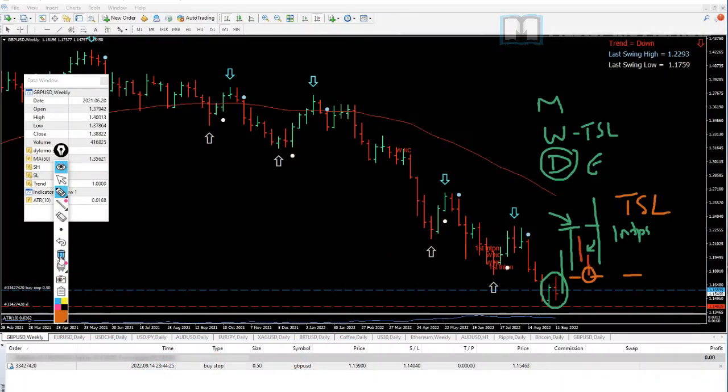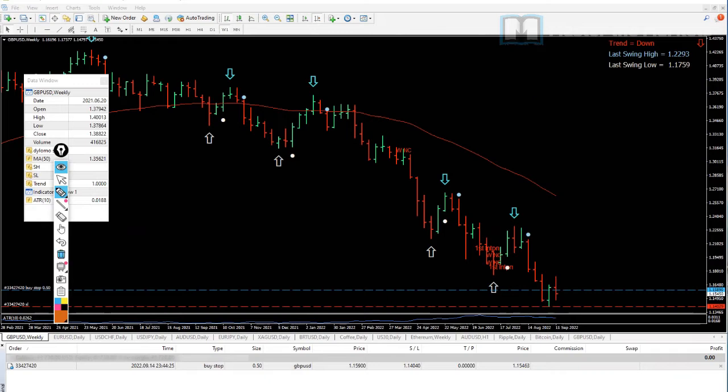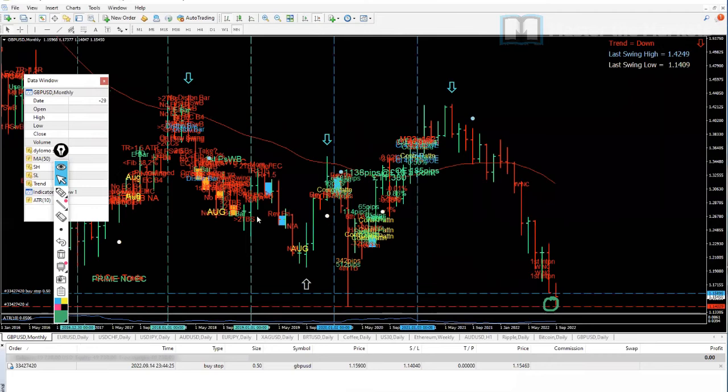How do we exit this trade? We exit this trade once we have the bottom confirmed on the monthly time frame. We do that once we have the monthly time frame confirmed.